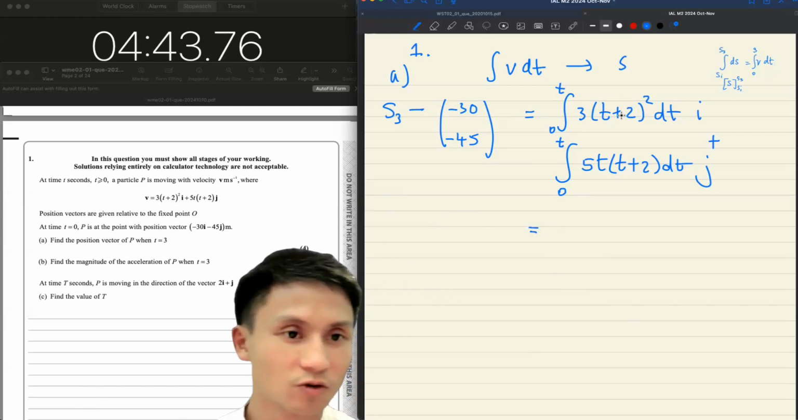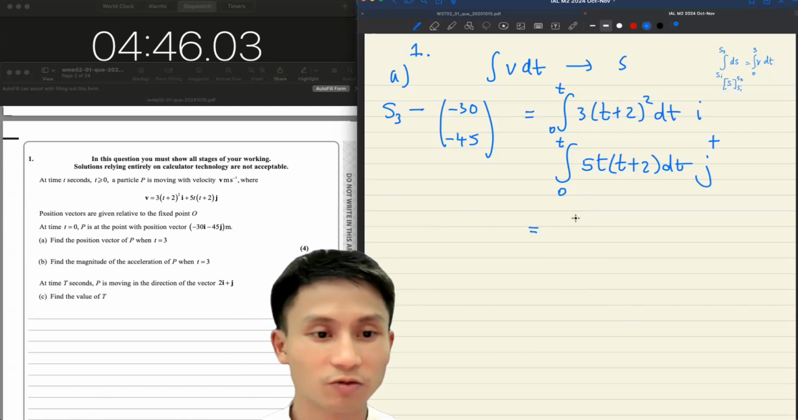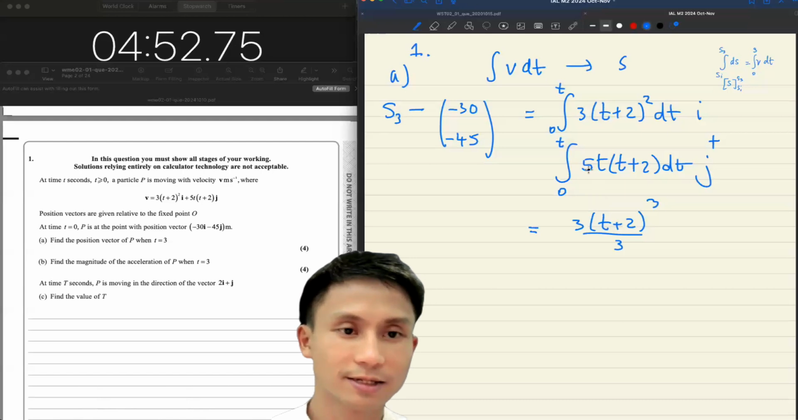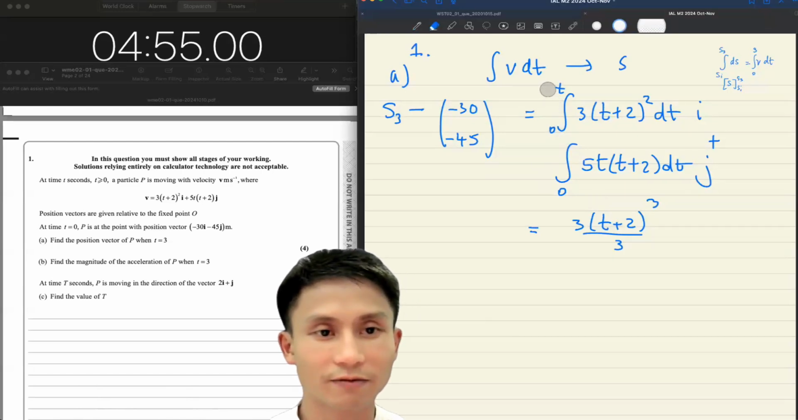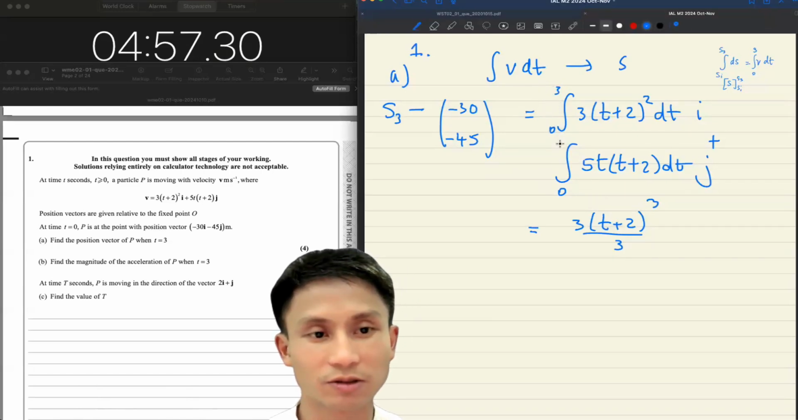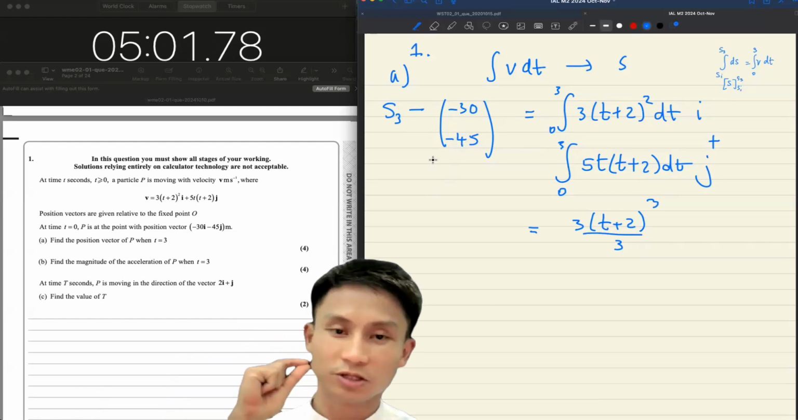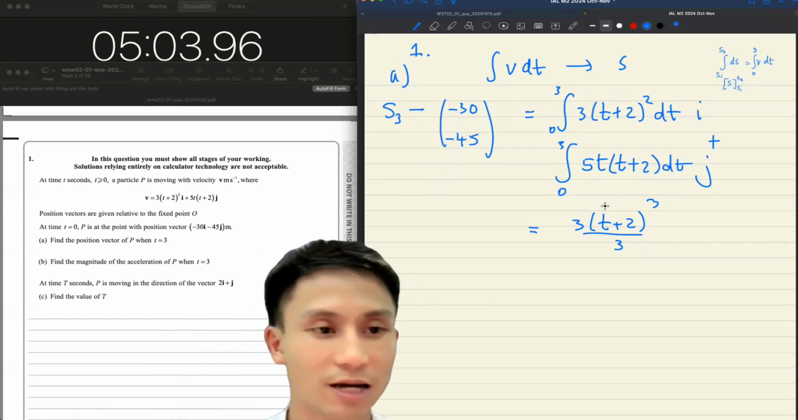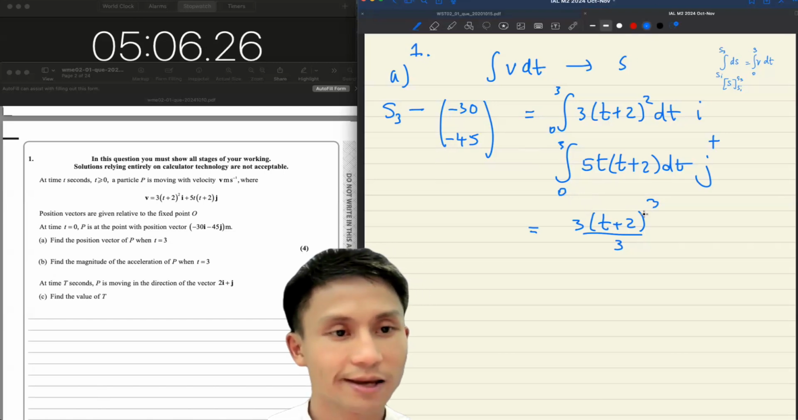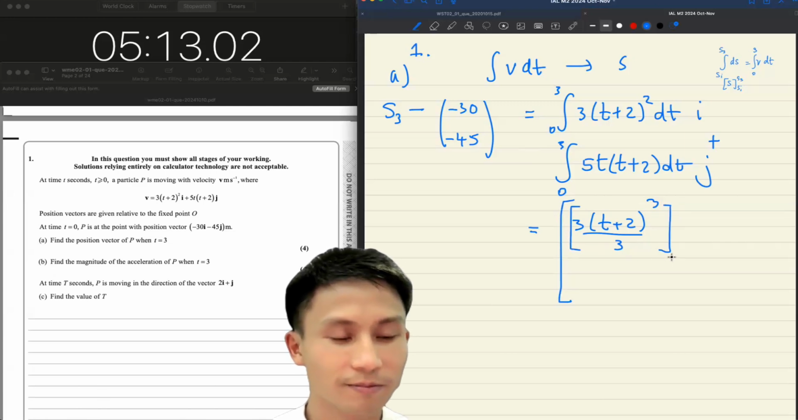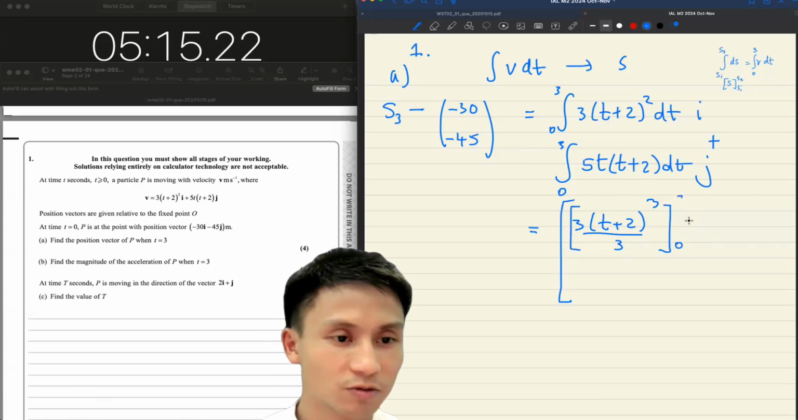So integral of that, we can do reverse chain rule there. So it's (3t plus 2) to the 3 over 3. And I should also change the bounds to 0 to 3, because we want from the initial position vector to the position vector at time equals 3 seconds. And then this is going to be i and j as well. So that's the i, and I'm going to put the bounds here. So this is from 0 to 3.